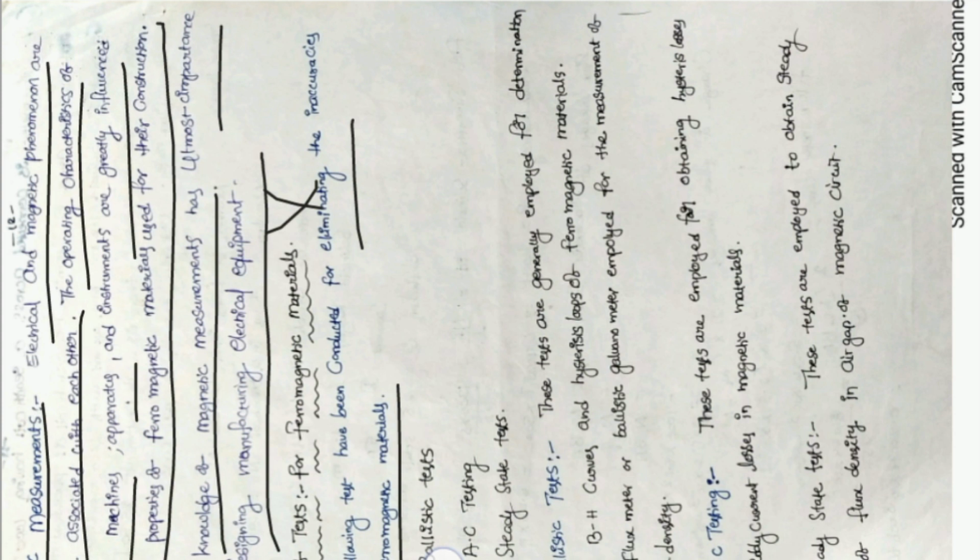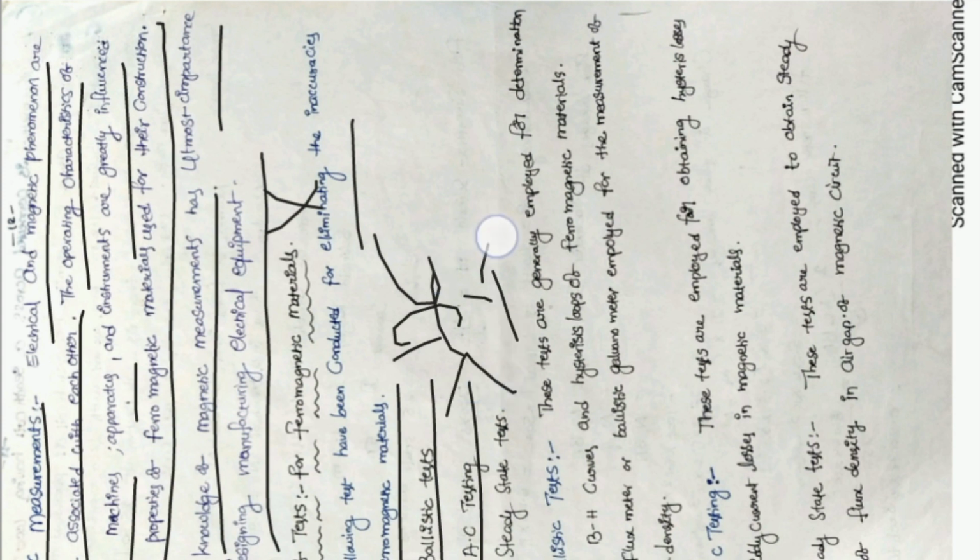Hence we are conducting so many tests. One is ballistic tests, which are known as DC tests. DC tests are used to measure the BH curves and hysteresis loops of ferromagnetic material, whereas AC tests are used to measure the iron loss. Iron loss, that is hysteresis and eddy current losses, depends on frequency. Hence we are using AC tests.